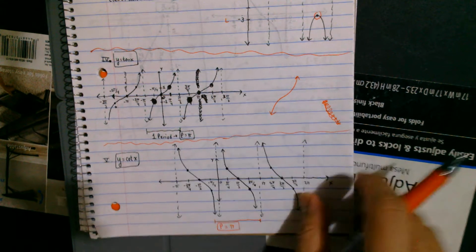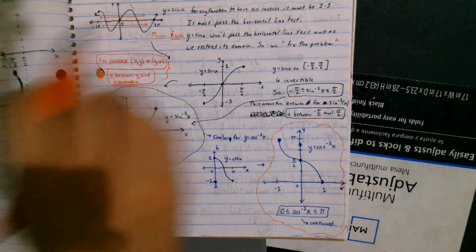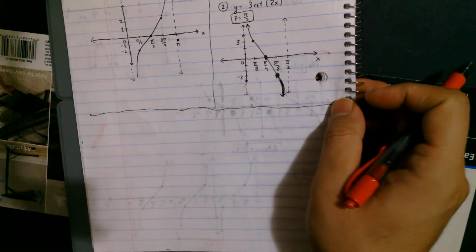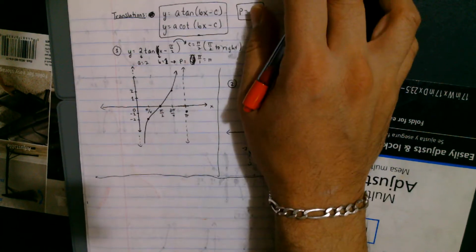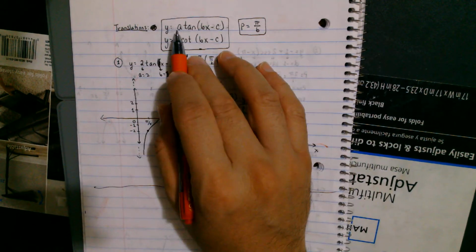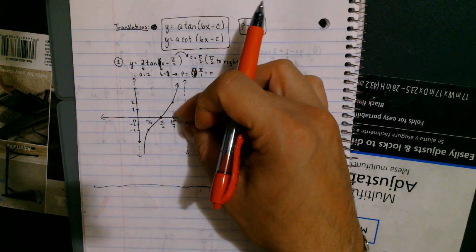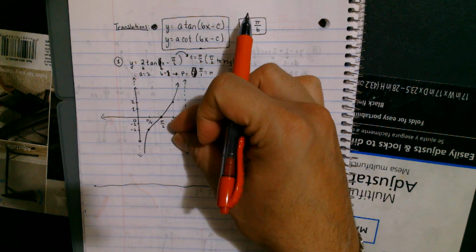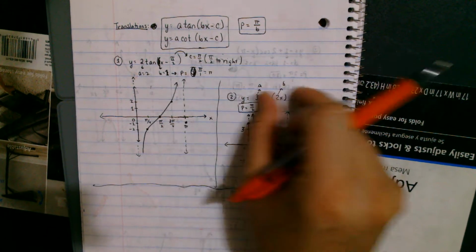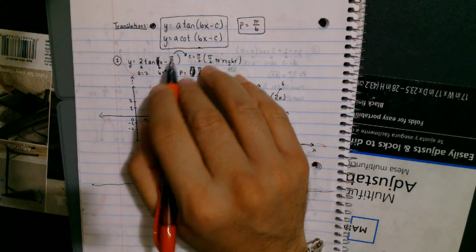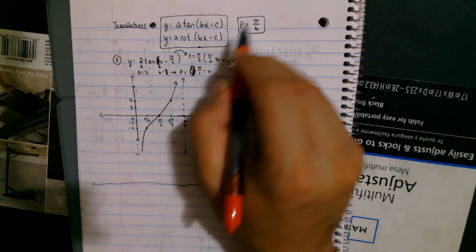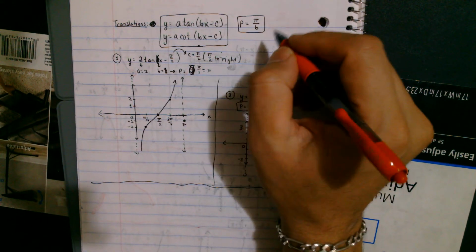Get used to these graphs, study them, practice them, and then ultimately we're not going to go up and down on this. We're just going to multiply here. So we're going to multiply, kind of stretch it vertically or thin it out vertically. Then the bx minus c, we're going to shift it in both directions. And again, the period is pi over b.